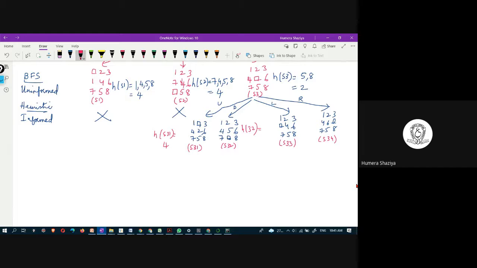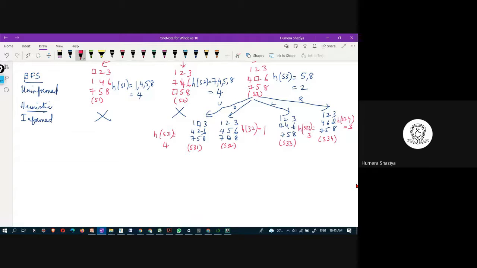What is the heuristic value for this? 1, 2, 3, 4, 5, 6. It is 1. Heuristic value for S33 is 1. Heuristic value for S34 is 3. Among these four, which is the minimum or lowest heuristic value? It is given by the S32 successor.